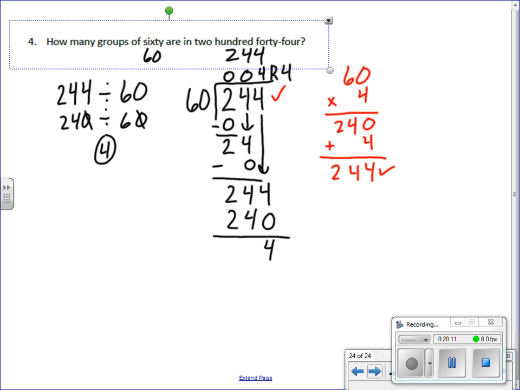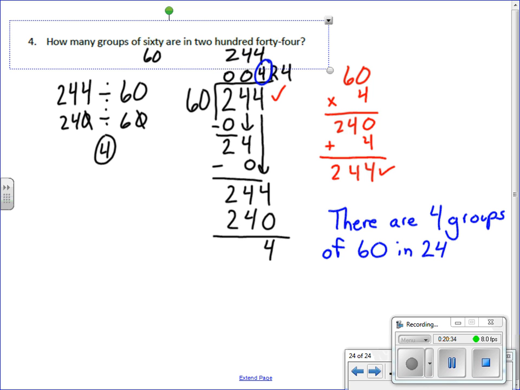How many groups of 60 are in 244? We only want the answer part here. So how many groups of 60 are in 244? There are 4 groups of 60 in 244 with 4 left over.